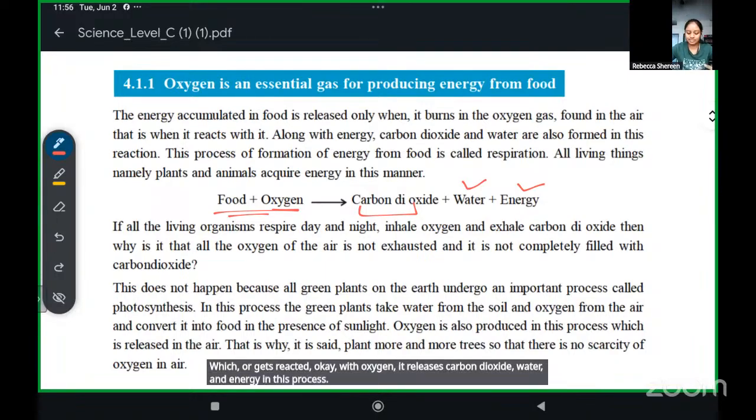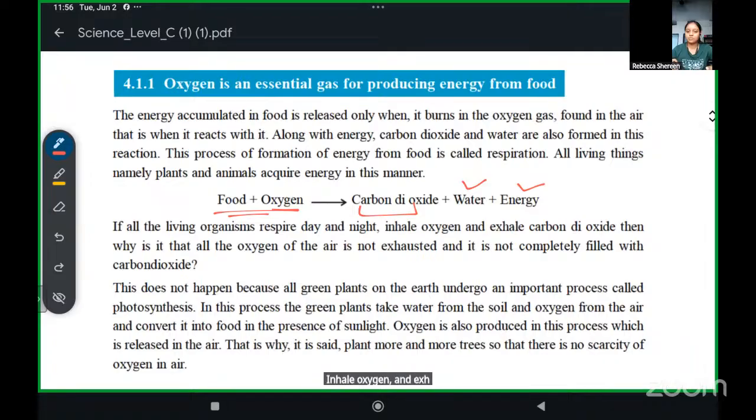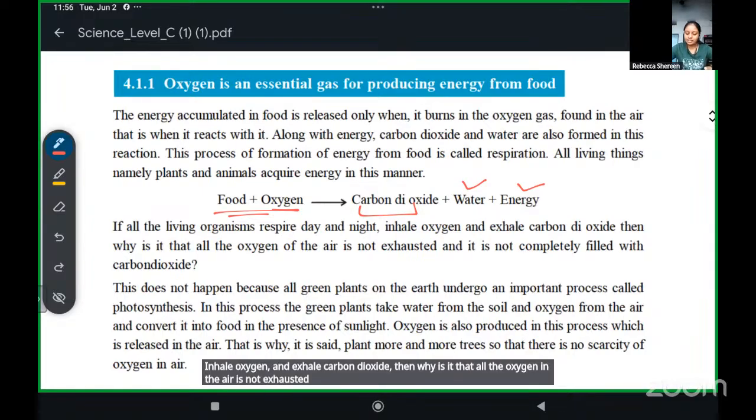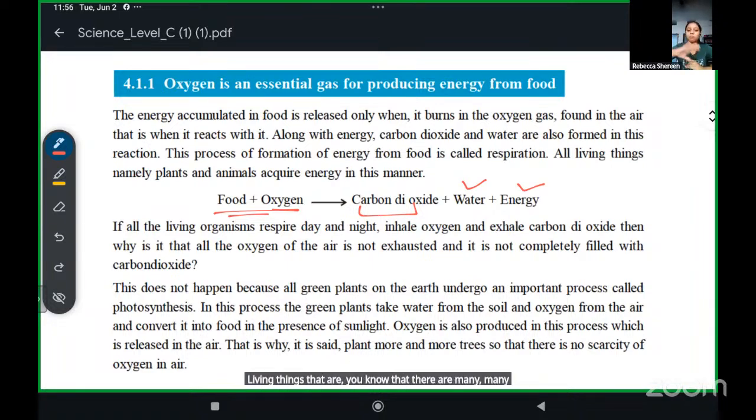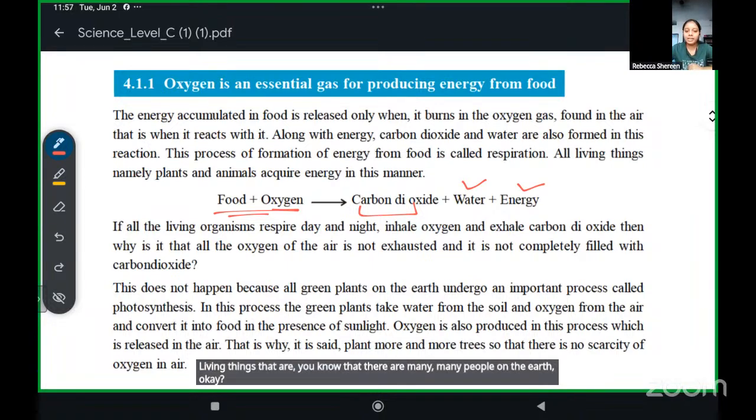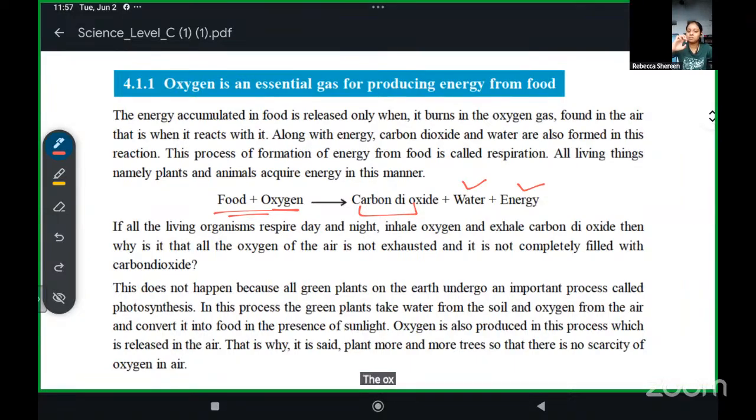If all the living organisms respire day and night, inhale oxygen and exhale carbon dioxide, then why is it that all the oxygen of the air is not exhausted and it is not completely filled with carbon dioxide? Okay, so this is a question. There are billions of people on the earth, and all of us take in oxygen, and all of us breathe out carbon dioxide. So why does the oxygen never end?